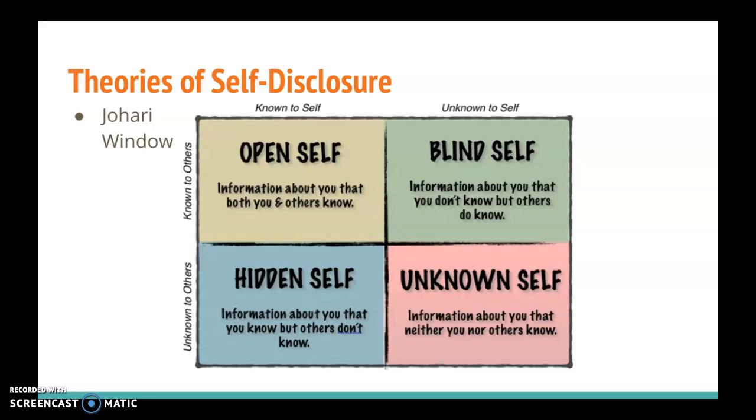And so in order to move items from the blind self to the open self, we should do things like engage in perception checking and solicit feedback from trusted sources. But the blind self is basically just information that we can't see about ourselves. It's information that you don't know, but that others do know about you. And then finally, we have the unknown self. The unknown self is information about you that neither you nor others know. So this is information that you were not aware of, and the information that your relational partner was not aware of.